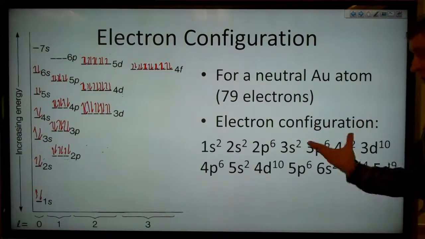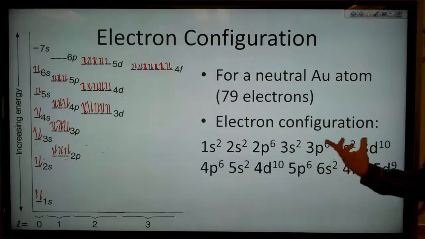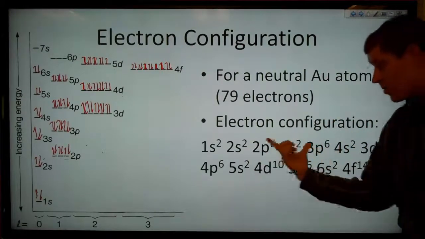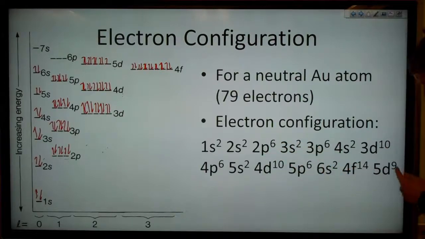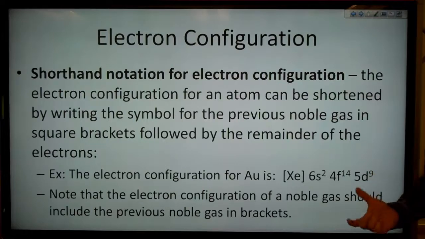So it gets rather cumbersome to write out all of these every time, because we're just writing the same things over and over again, just adding one more electron onto the last term or adding one more term on. And so we want to be able to have a shorthand notation for this.